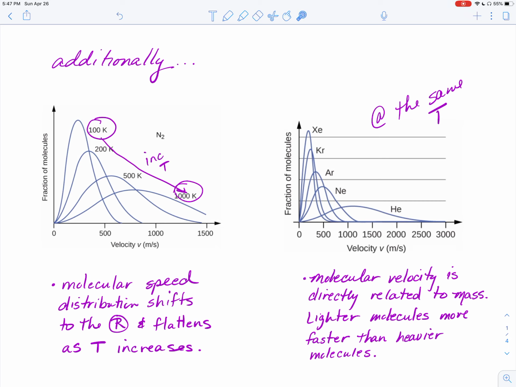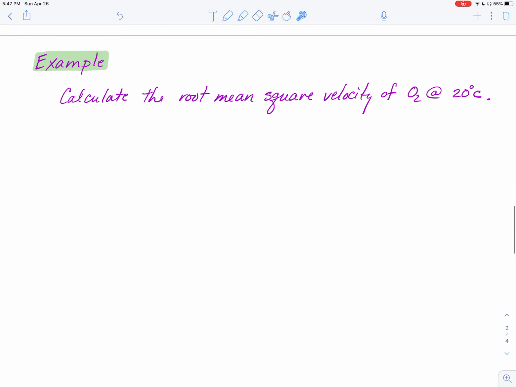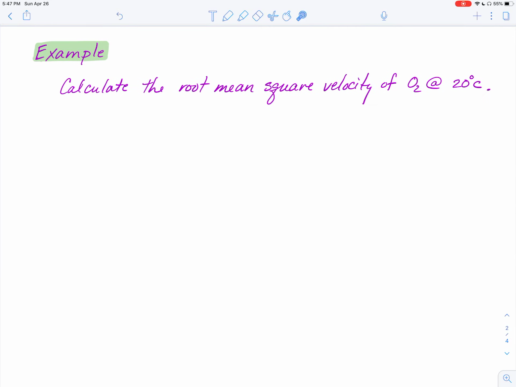The lighter the molecules, the faster they move than heavier molecules. So lighter molecules move faster than heavier molecules. And so you'll see that along with that average faster movement, you'll also see a greater flattening of that curve compared to slower, heavier molecules as well. So let's use all this information to help us calculate the average velocity or root mean square velocity of a gas.